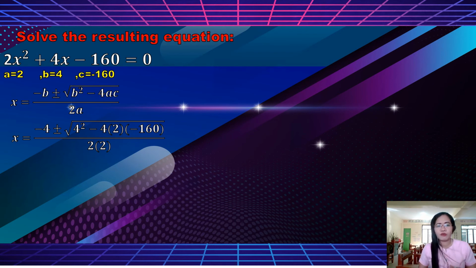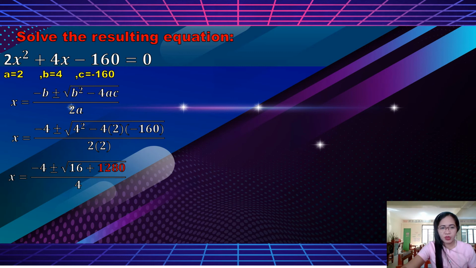So, unahon na to solve ang naa sa parenthesis. So, 4 squared becomes 16. 4 times 2 times 160 is 1280. Then, naa man tayo negative. Naa tayo usa ka negative. Negative times negative is positive. 2 times 2 is 4. Next, add what is inside the radical symbol, and that is 1296. Next, we're going to get the square root of 1296, and that is 36.